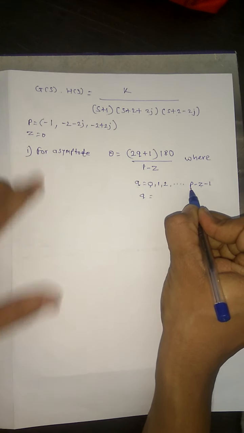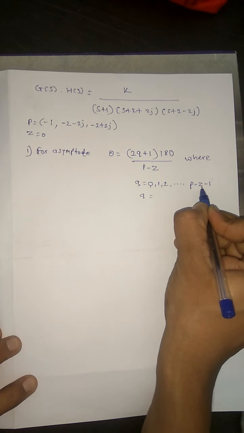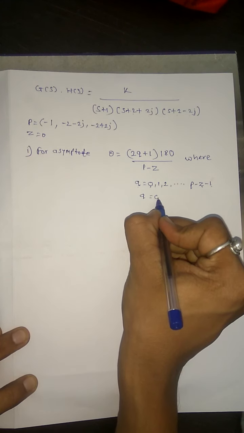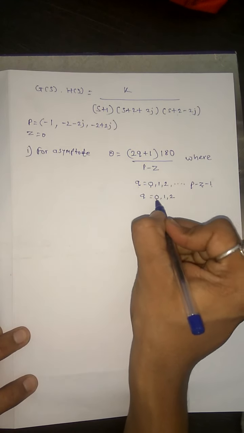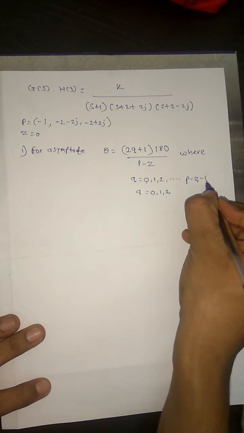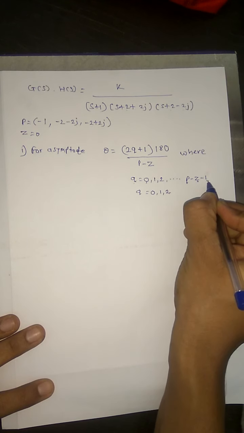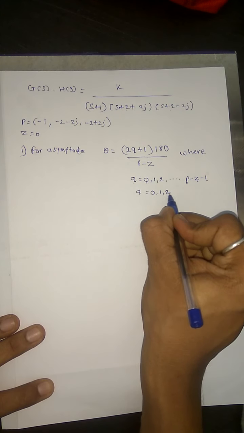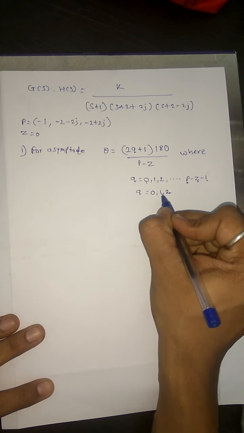P is 3, and z is 0, so 3 minus 0 minus 1 is 2. So q is equal to 2. So start from 0, then 1 and 2. Q has three values only: 0, 1, 2. P minus z minus 1 will be the last value of q. If we got q equal to 3, we would start from 0, 1, 2, 3.